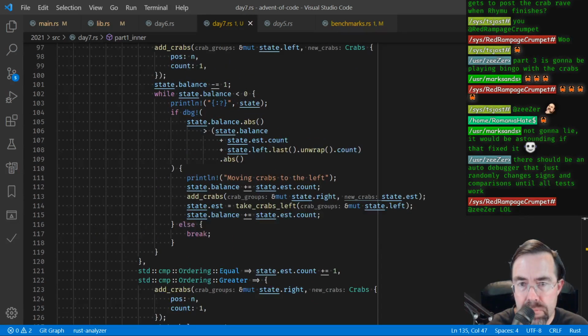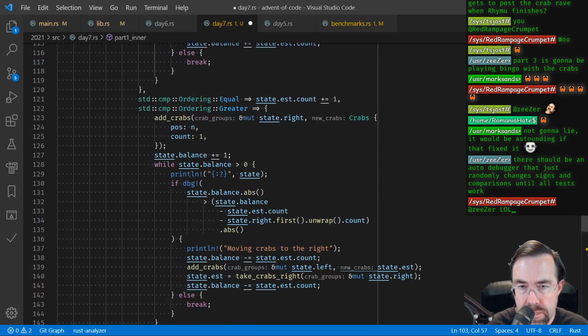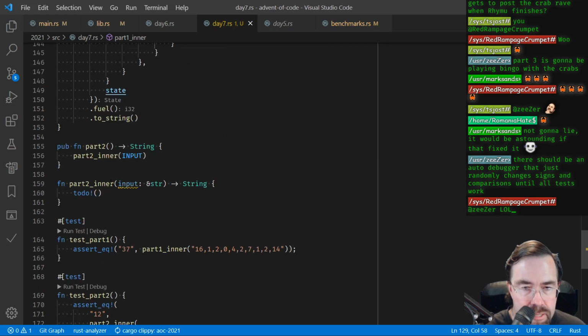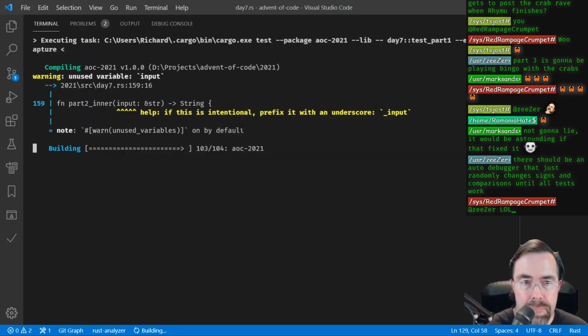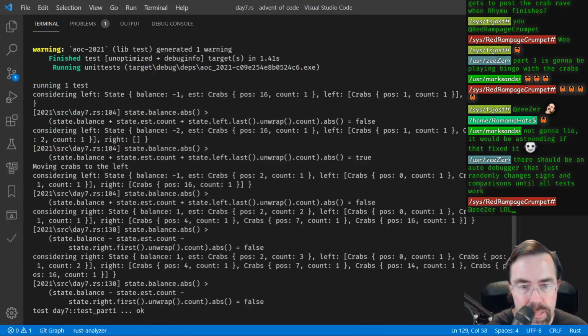And should I just, let's say considering left, and considering right. Oh, it actually passed that time. Well, there we go. Let's verify I did the right thing.